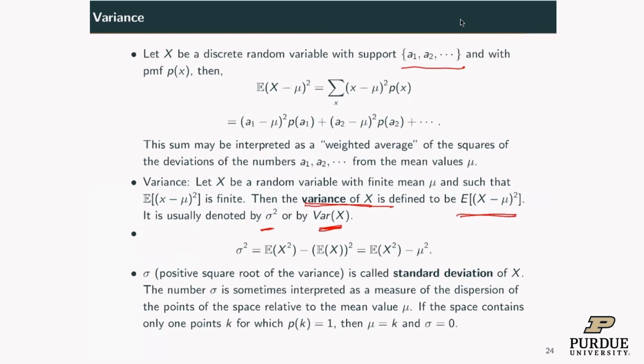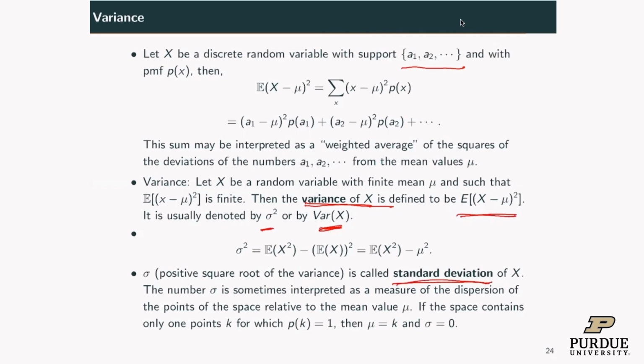If you expand this square, you can get a formula to calculate the variance. So sigma squared is equal to the expected value of x squared minus the mean squared. First square, then expectation. Now this is first expectation, then square. That's the difference in sigma squared. If you take the square root, we get sigma. Sigma is called the standard deviation of x.